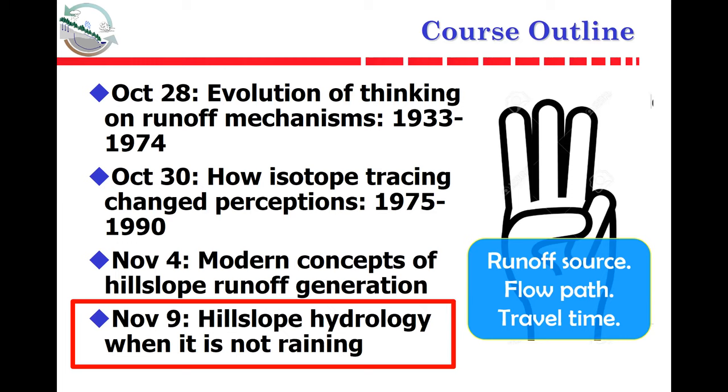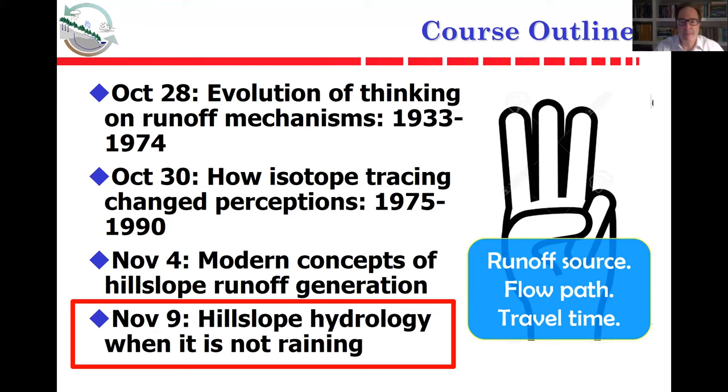And we talked about how the hill slope relates to other geomorphic positions in the catchment for the generation of runoff at catchment scales or even larger watershed scales up to maybe 100 square kilometers. Today is our last lecture, and we're going to talk about hill slope hydrology when it's not raining. So everything so far has been about what goes on when it rains or when the snow melts. Today is what happens in between those events, and how can that help us in our understanding of our three main questions: flow source, flow path, and flow time or travel time.